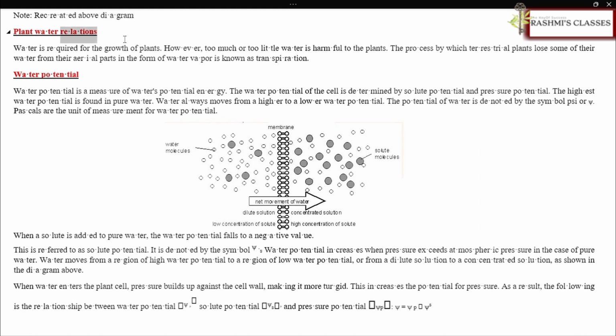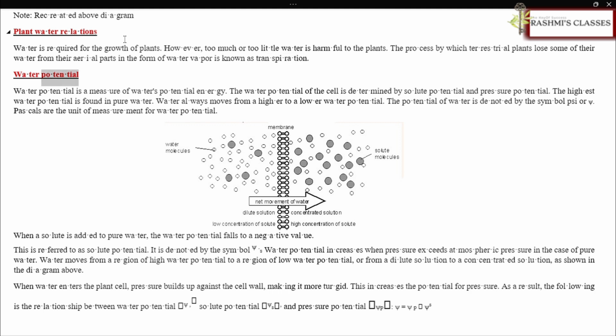Plant-water relations. Water is required for the growth of plants. However, too much or too little water is harmful to the plants. The process by which terrestrial plants lose some of their water from their aerial parts in the form of water vapor is known as transpiration.